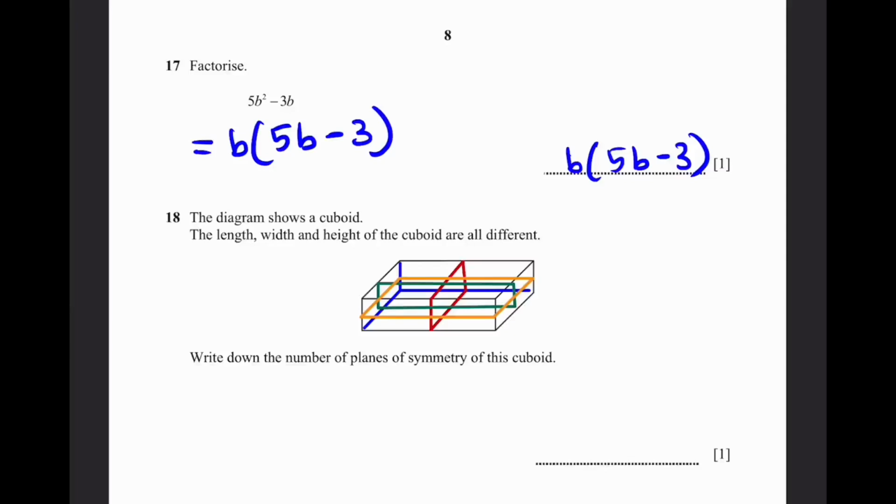I hope you can see it clearly. These are the red, green, and orange lines. Are there any more planes of symmetry, you may ask? According to me, I don't think so, because all the lines of symmetry of each plane have been taken. So the number of planes of symmetry of this cuboid is 3.